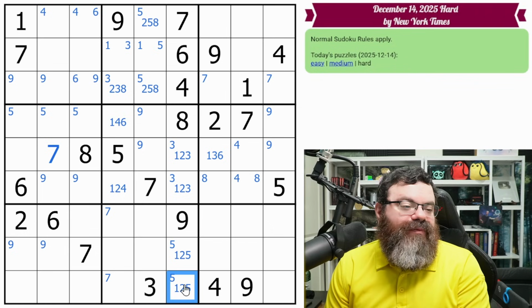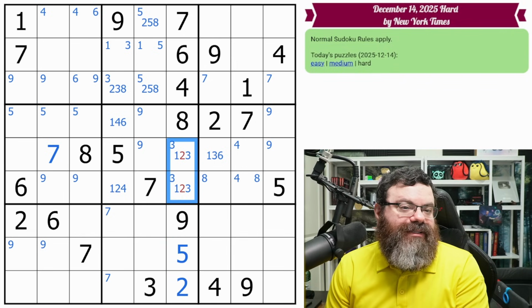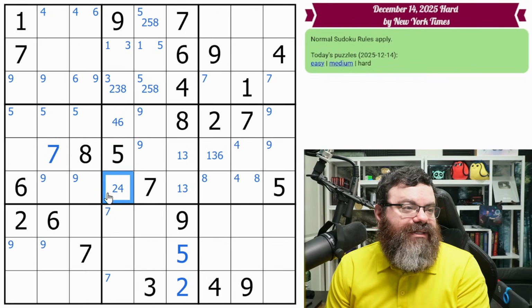That means that we can remove anything else from them. So this can't be 1 or 5, and it also can't be, so this can't be 6 or 7, so this has to be the 2, right? And that also places the 5 in the box. Now that leaves a 1, 3 pair here, taking 1 and 3 out of the rest of the box. So those can't be 1.